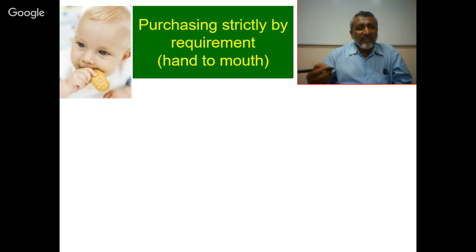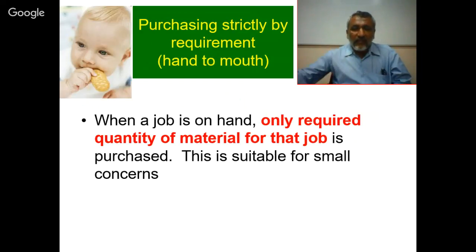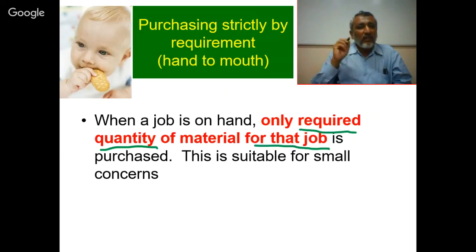When do we eat? Ideally, we should eat when we are hungry. That is true of any industry. When the industry needs material, it needs material when it wants it for manufacturing. That is, the industry buys material only when it is required for production, in the required quantity for a particular job. This is what is known as purchasing strictly by requirement.